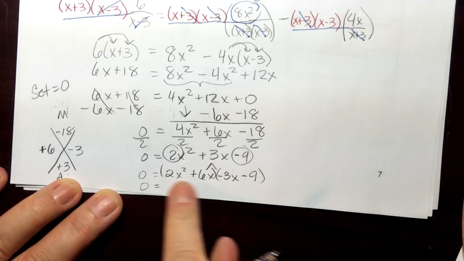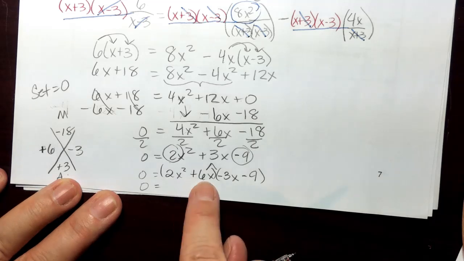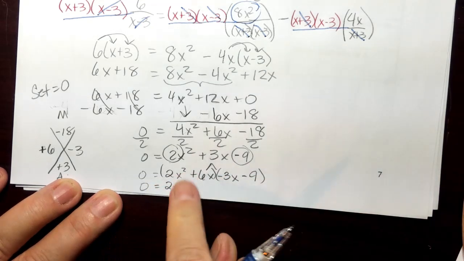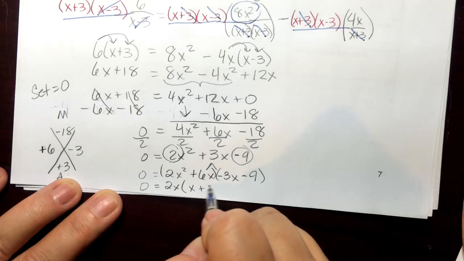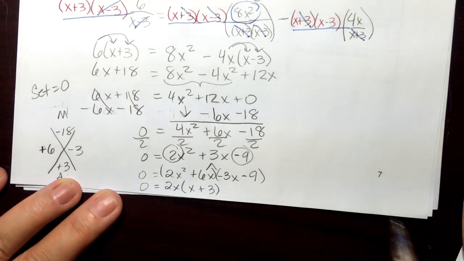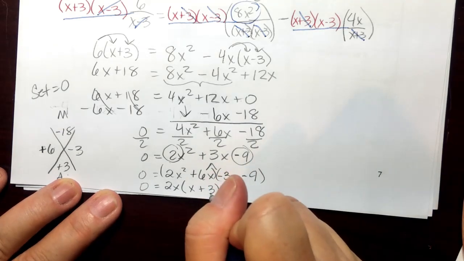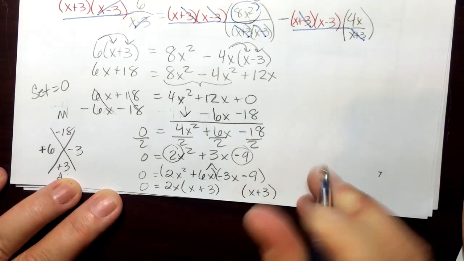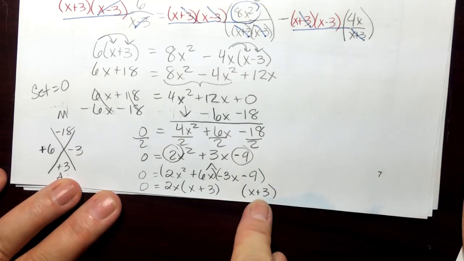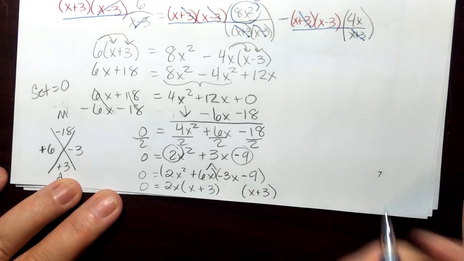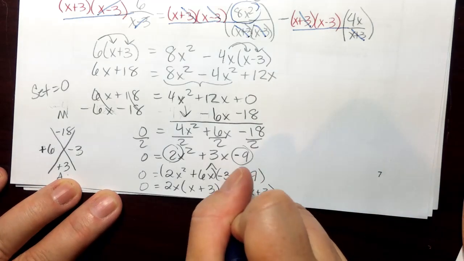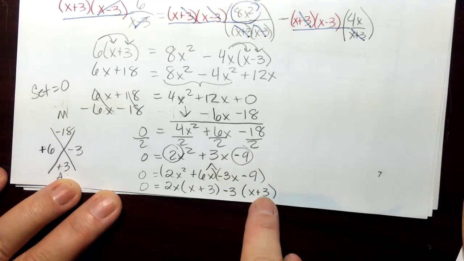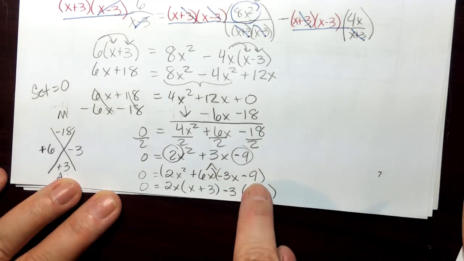So what does the first two have in common? Well, they have an x, but they also have a 2. So I'm going to factor out 2x, and that leaves us with x plus 3. All right, so remember, if we have an x plus 3 here, we have to have an x plus 3 here as well. So what could we factor out to make this true? We could factor out a negative 3. So negative 3 times x gives us negative 3x. Negative 3 times positive 3 gives us negative 9.